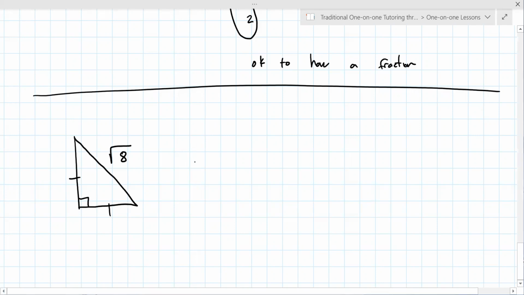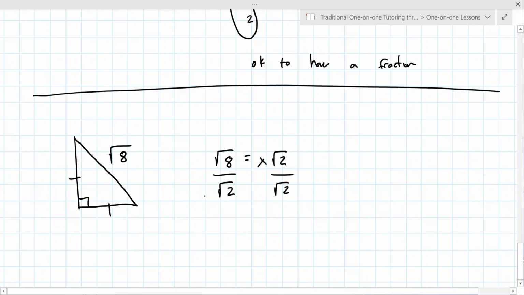So again, since it's a 45-45-90 triangle, you would set square root of 8 equal to x root 2. Divide both sides by root 2. Now on the left here, do you have any idea how to simplify this?